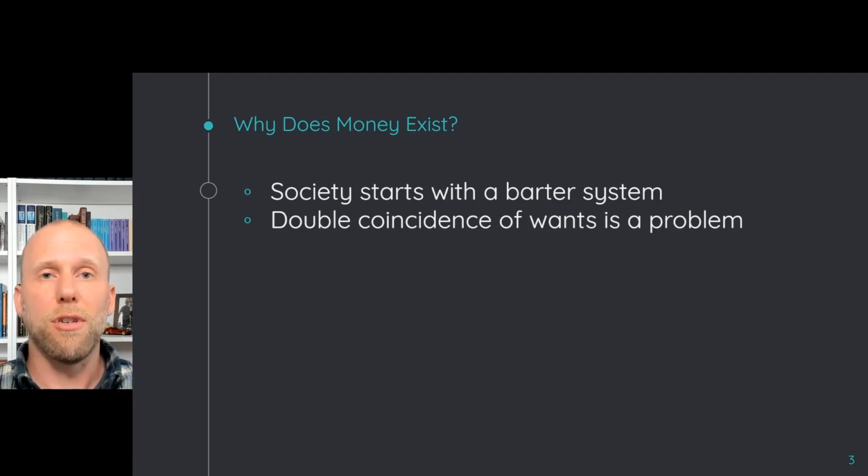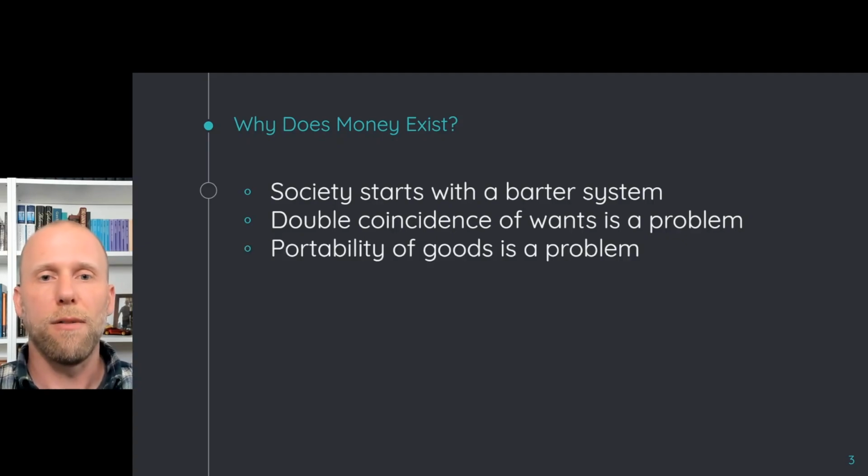And maybe that person wants apples, but if you only specifically want a hatchet and someone else comes to you wanting apples, they don't have a hatchet, they can't get your apples, right? So you have to have this overlap where both parties want the same thing in order for the barter system to work. And that's really inefficient and makes things really complicated.